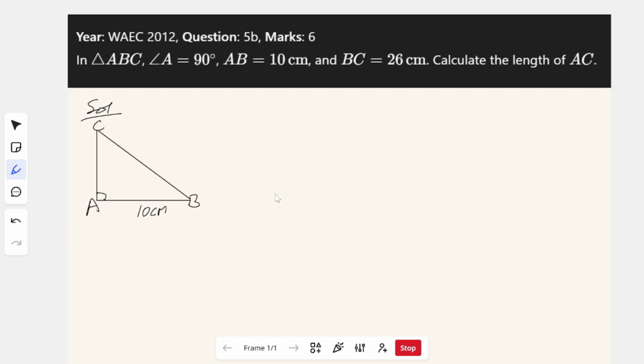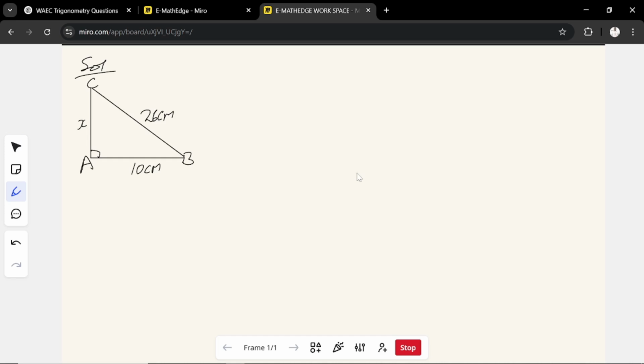And line BC is 26 centimeters. That's to say from B here down to C is going to be 26 centimeters. So let's have it to be 26 cm. Now the question is, calculate the length of AC. That's from point C down to point A, or point A down to point C, is what we are looking for. That is to say this side we don't know. So let's target X. So here we've brought out the complete triangle for us to work with.